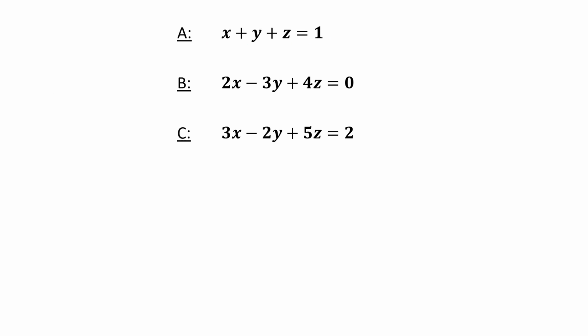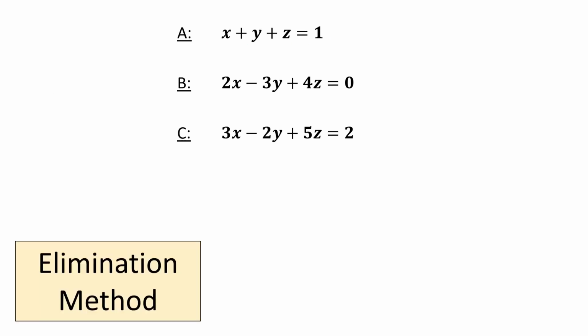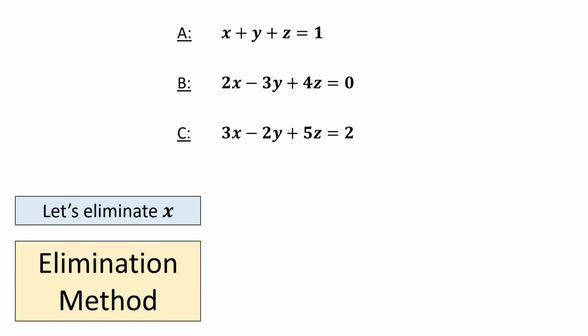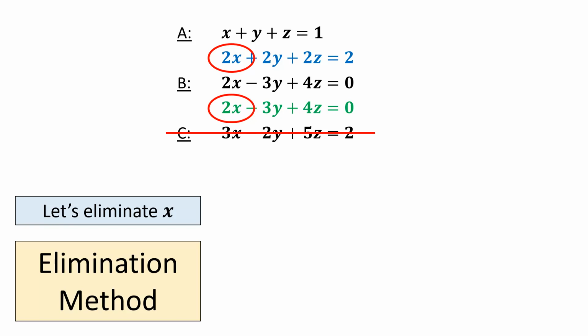Right, here's equation A, B, and C. We're going to use the elimination method and eliminate x to start with. We only use two equations at once, so let's use equations A and B. I'm going to multiply everything in equation A by 2 so that we have the same coefficient as equation B, ready for elimination. So we're going to get 2x plus 2y plus 2z equal to 2. And I'm going to write down B underneath. And we're going to start the elimination process.